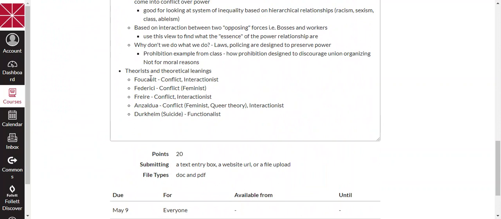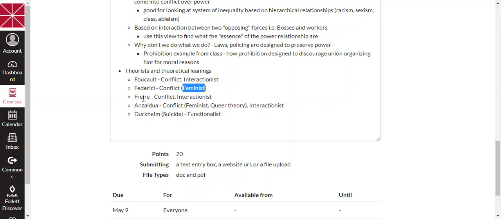They don't necessarily neatly fall in any one particular category. For instance, Foucault could be considered a conflict theorist or from the interactionist perspective, because I think the Panopticon could go well with the interactionist perspective. Silvia Federici would be great for a conflict perspective.